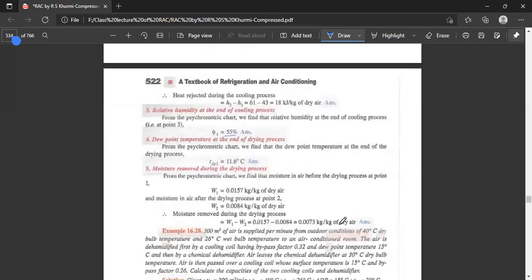From the psychrometric chart, we know W1 is 0.017 and W2 is 0.0084 kg per kg of dry air. So the moisture removed during this drying process is W1 minus W2, equal to 0.017 minus 0.0084, which is 0.0073 kg per kg of dry air.